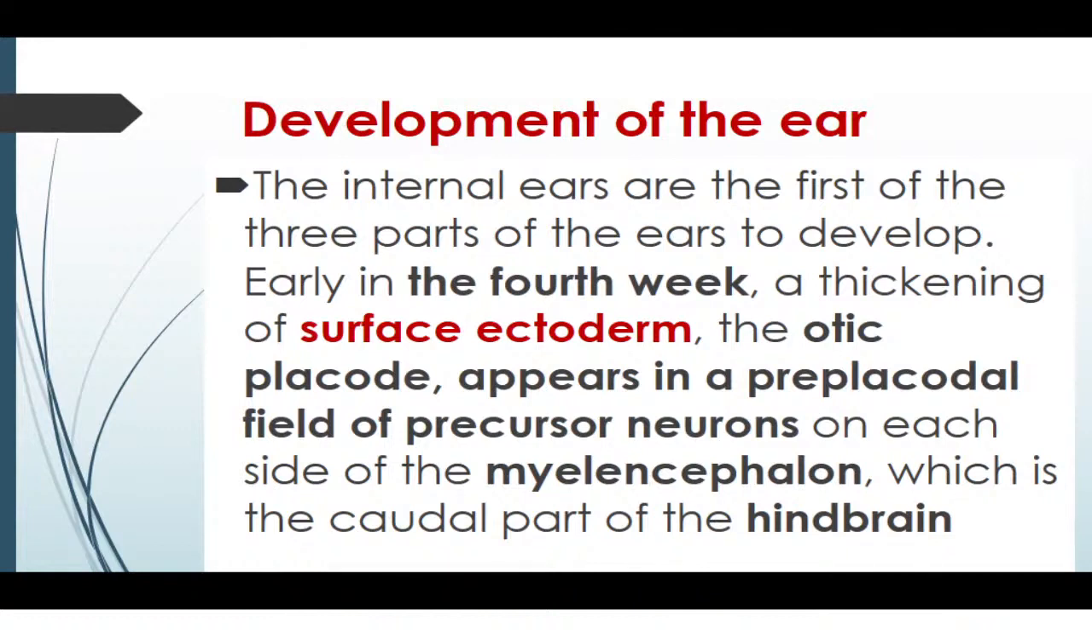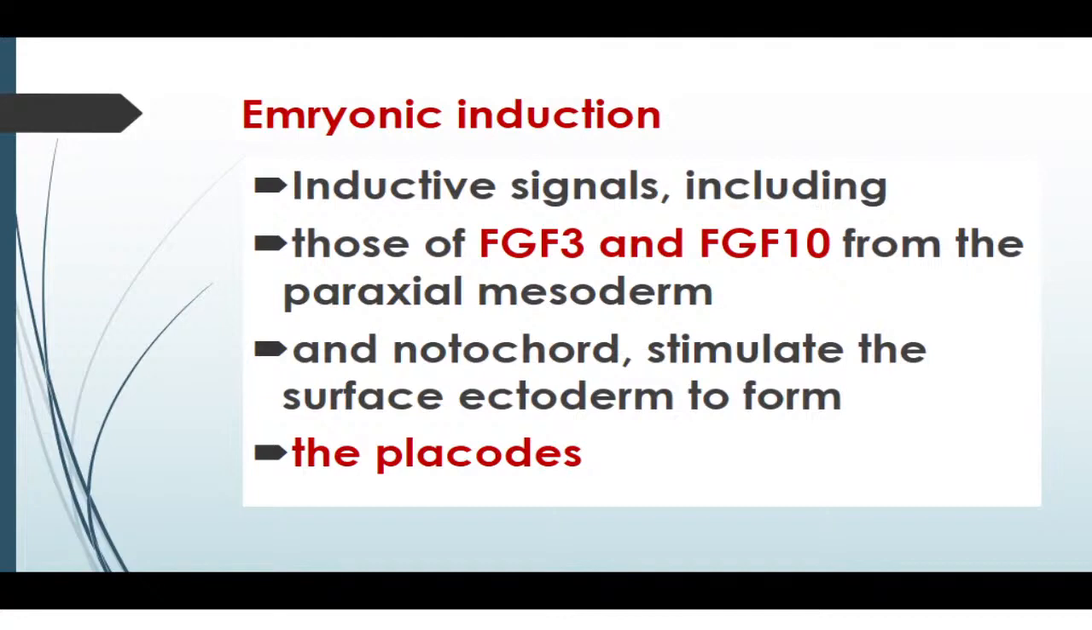The otic placode appears in the preplacoidal field of precursor neurons on each side of the myelencephalon, which is the caudal part of the hindbrain. Embryonic induction. Inductive signals, including fibroblast growth factor 3 and fibroblast growth factor 10 from the paraxial mesoderm and notochord, stimulate the surface ectoderm to form the otic placodes.